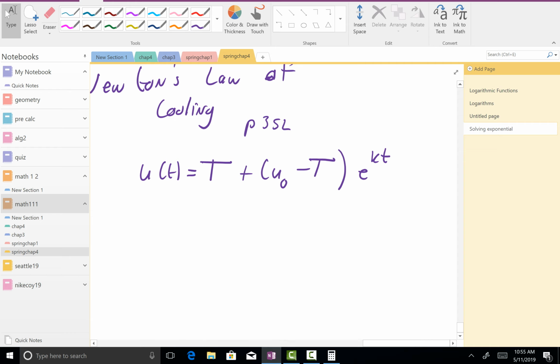whatever it is, like in this room, which feels pretty chilly. The air conditioning is running really well here today. All right. So T is that surrounding temperature. U sub 0 is the initial temperature.